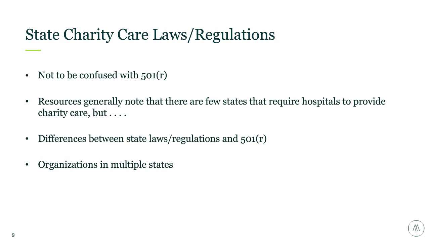If your organization is in one state, our advice is to make sure you're verifying if there are any state-level charity care laws and regulations. Compliance with 501R and compliance with state regulations, as I noted earlier, can be different. So you need to go into that with that assumption in place. Finally, it goes without saying, if your organization operates in more than one state, the risks associated with compliance with state regulations may increase depending on what each state requires.